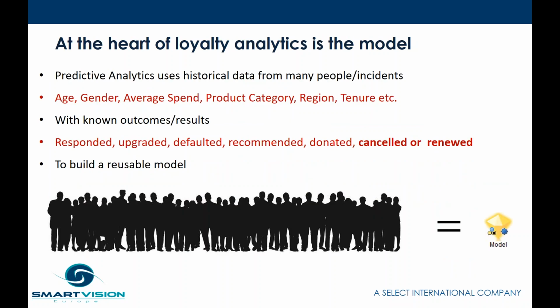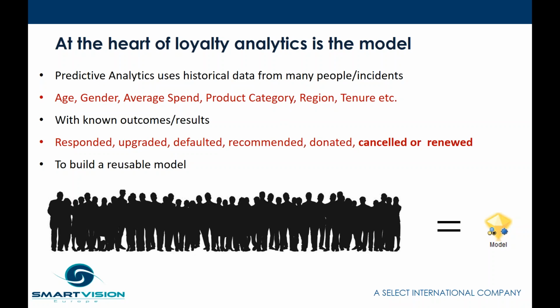So let's be clear how predictive analytics actually works and how modeling works. Predictive analytics uses historical data from many people or incidents. We're talking about things that people have done, transactions they've made, or information about the people themselves: their age, their gender, their average spend, their maximum and minimum spend, their tenure as a customer, what product categories they have shopped in, what region they live in, etc. And there's some sort of known outcome or result. Usually, they responded to an offer, they upgraded, they defaulted on a payment, they recommended it to a friend, they donated, or in this case, they cancelled or renewed a contract or a subscription, or their business with an existing supplier. So that would be our key outcome.